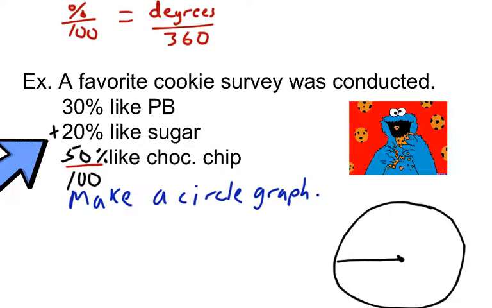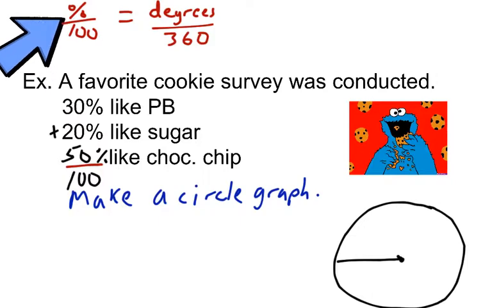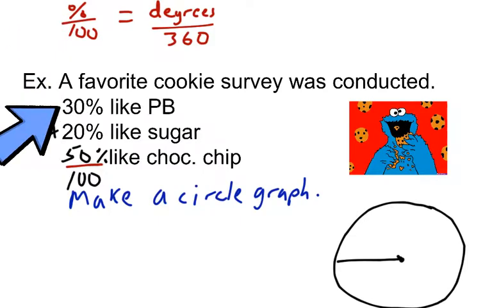So for instance, let's start with our peanut butter. 30% like peanut butter. I'm going to use this proportion up here, so 30 goes up to the top. So it would be 30 out of 100 equals my degrees, which I don't know, so I'm going to call that x degrees, out of a total of 360.